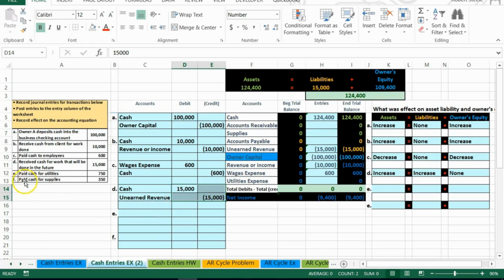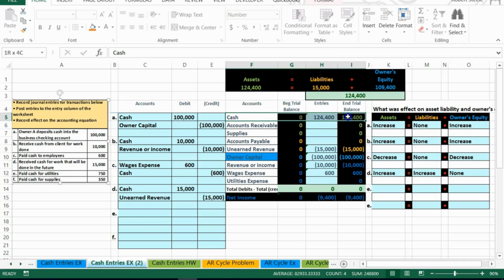Then we're going to take a look at the E, paid cash for utilities. So is cash affected? Yeah, we paid cash. So cash, we look over here, has a debit balance. If we paid it, it must be going down. How do we make something go down? We do the opposite thing to it as what it is. That's a debit. Therefore, we're going to credit cash.